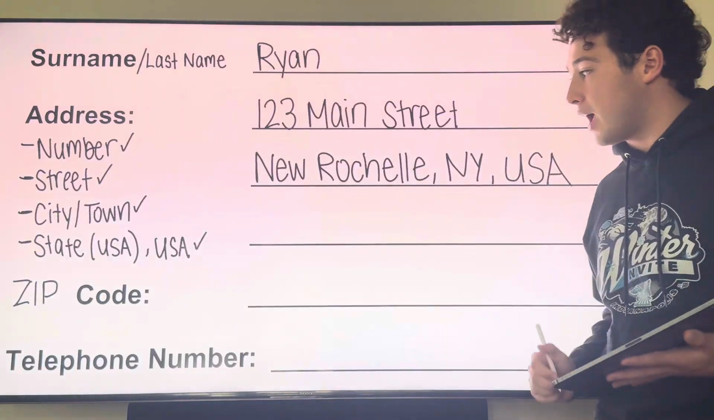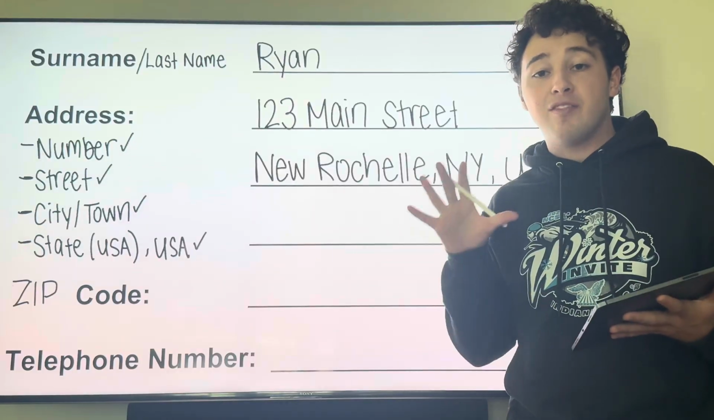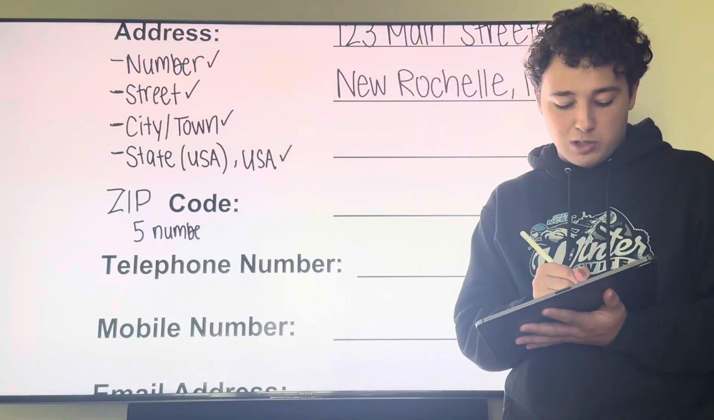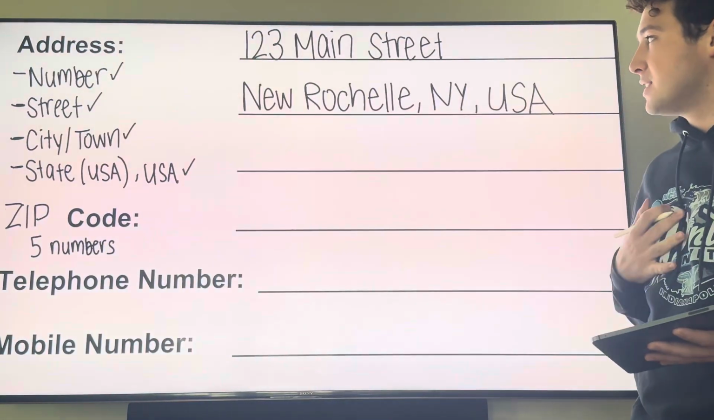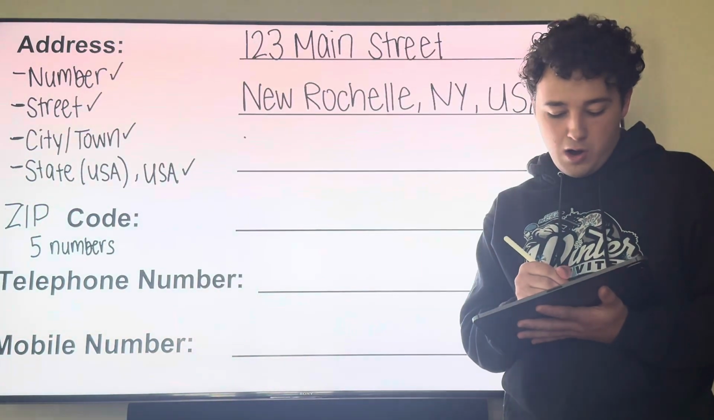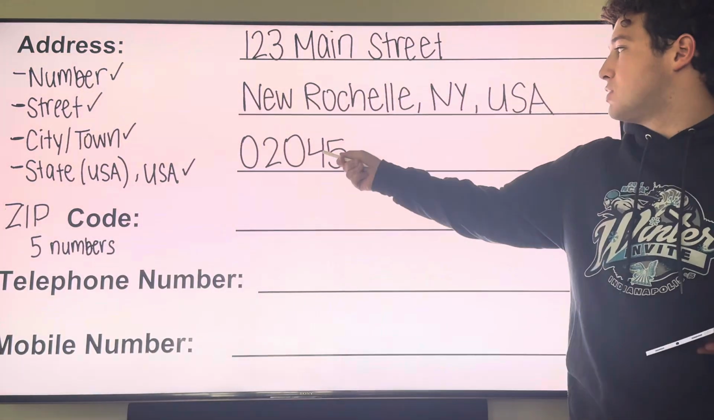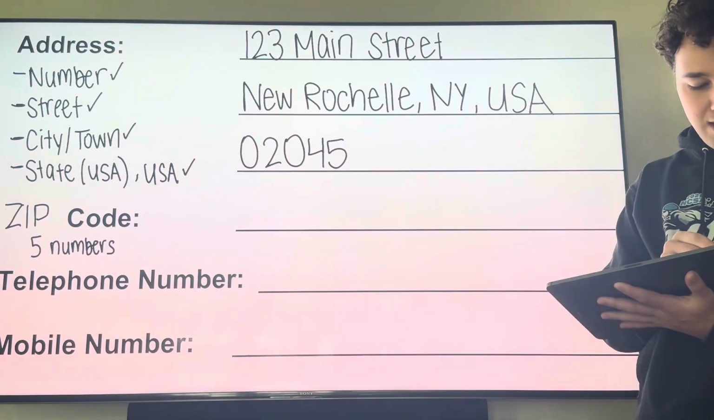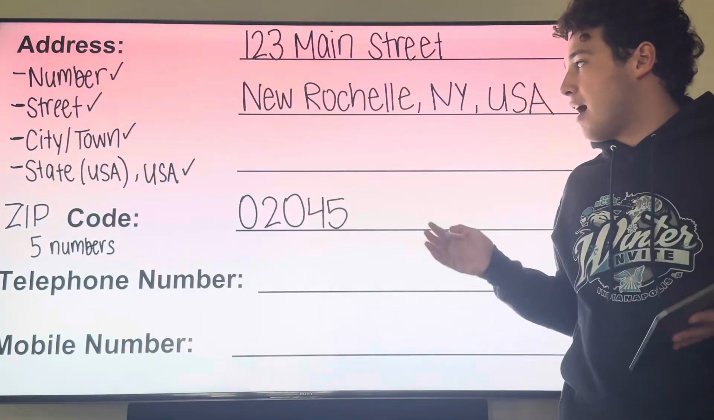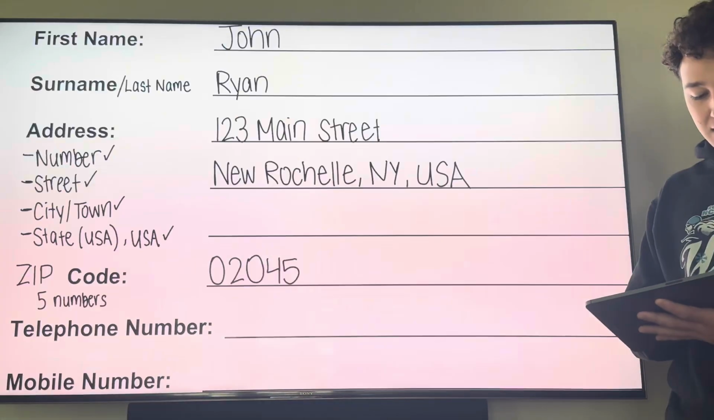Okay, the next part they'll ask you about is zip code. Zip code will be 5 numbers that will be how things will arrive to your house by mail. So personally, I'm not too sure about the zip code for New Rochelle, but a zip code could be 02045, for example. 02045 is an example, and that should go down here, is an example of a zip code that one may have for their home. Zip code is also very important to have as part of your address.